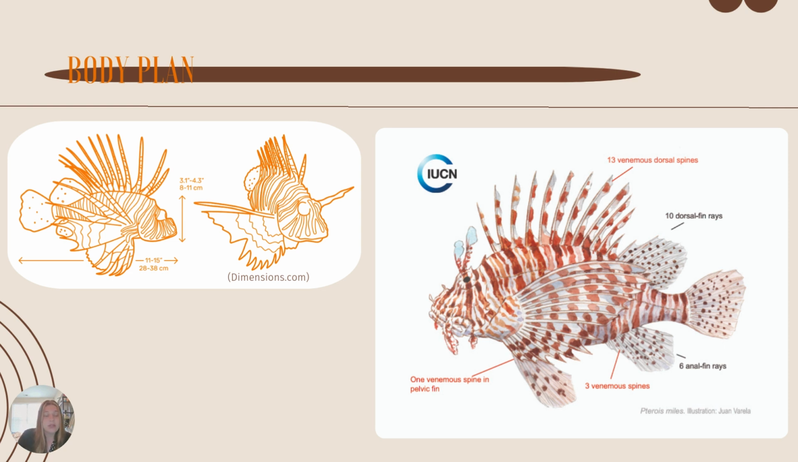The picture on the left depicts a body plan of a lionfish, showing the dimensions and how big it is, and the image on the right shows the anatomical features of the lionfish, including colorations, number of spines and rays, dorsal and anal, and showing where the venomous spines are.